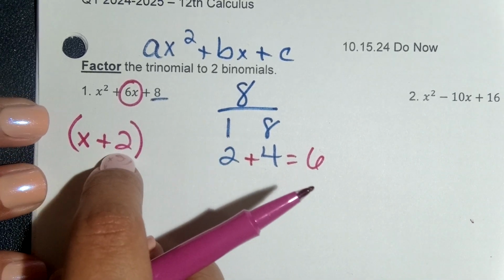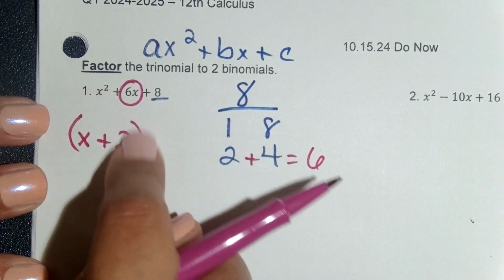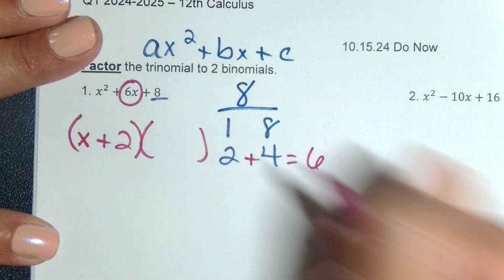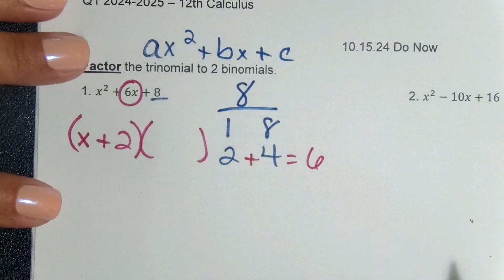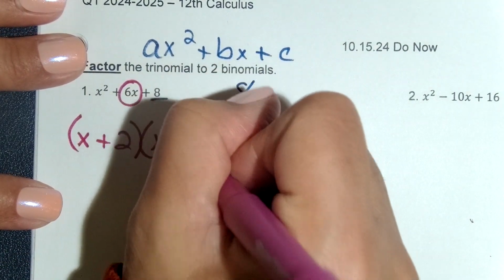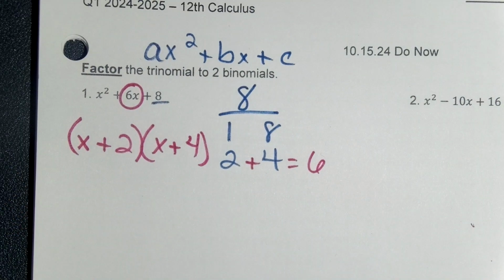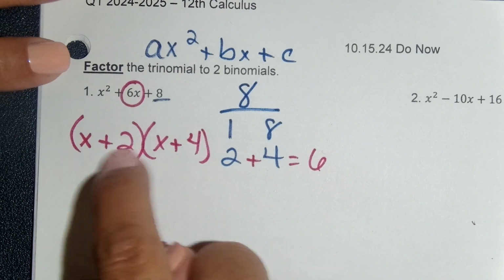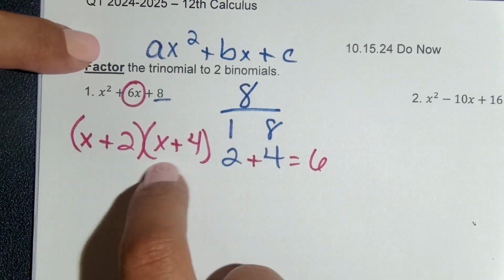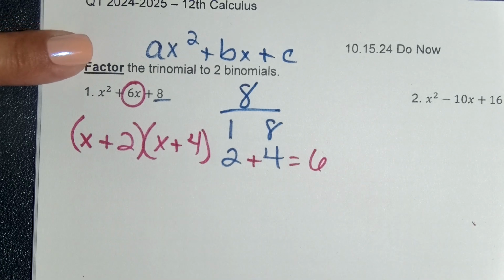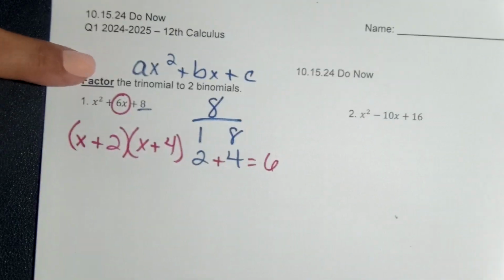This is going to go in parentheses. This creates a factor binomial. So then what will the other be? X plus 4. Okay? So this is your factor. This is your factor. Questions? Are we sure? Okay. Can I go to the next one?